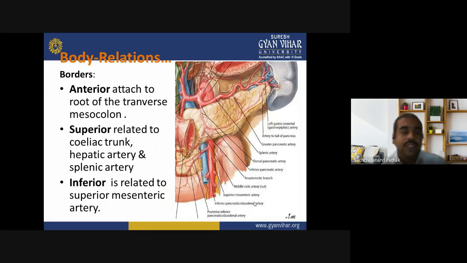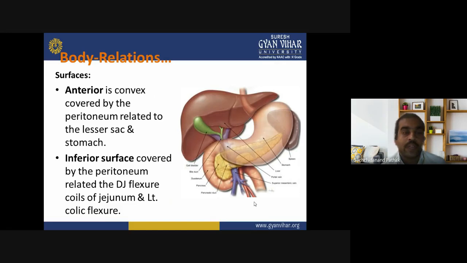Body relations: borders are anterior, superior, inferior. Anterior is attached to the root of the transverse mesocolon, superior is related to the coeliac trunk, hepatic artery, and splenic artery, and inferior is related to the superior mesenteric artery. Body relations and surfaces: anterior is convex, covered by the peritoneum, related to the lesser sac and stomach. Inferior surface is covered by the peritoneum, related to the DJ flexure, coils of the jejunum, and the left colic flexure.